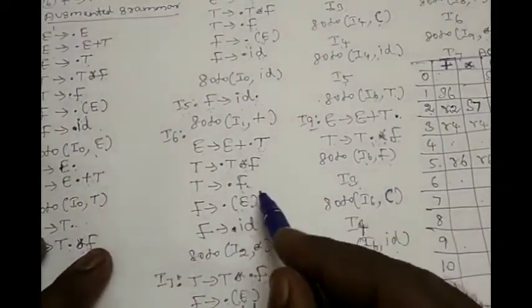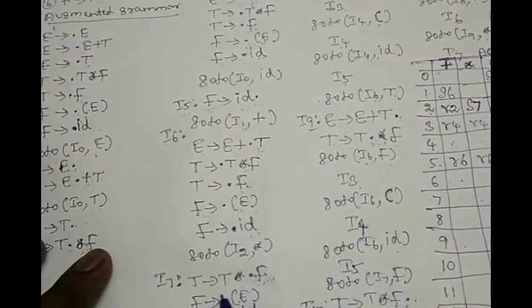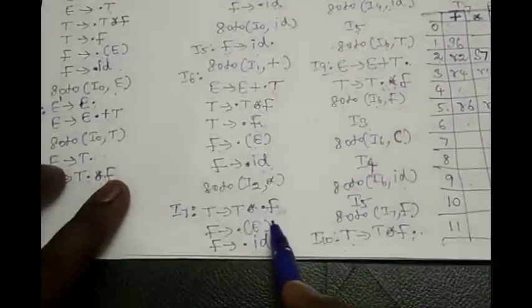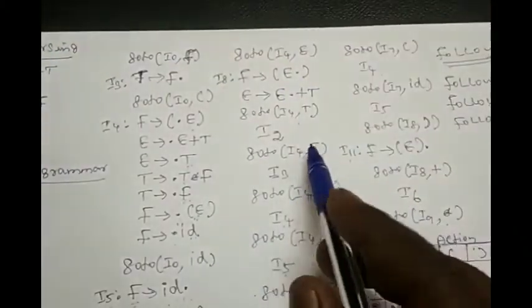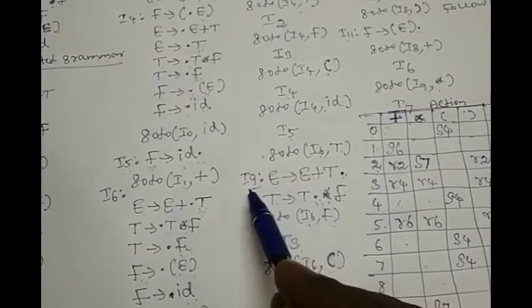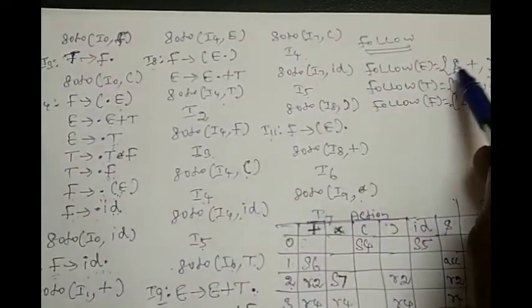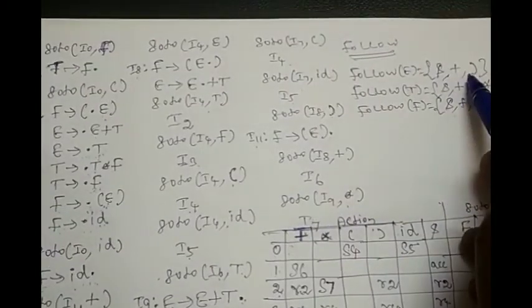Okay. Now come to item set 6. You cannot find any dot at the end, so skip it. Item set 7, you cannot find a dot at the end, skip it. And item set 8, you cannot see a dot at the end, skip it. And item set 9, you can see a dot at the end, so you have to see the follow for E in item set 9. So follow for E is dollar, plus, and close brackets.